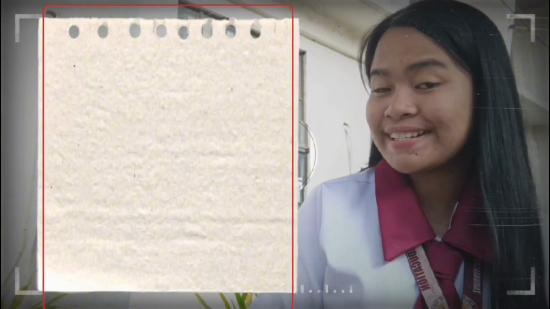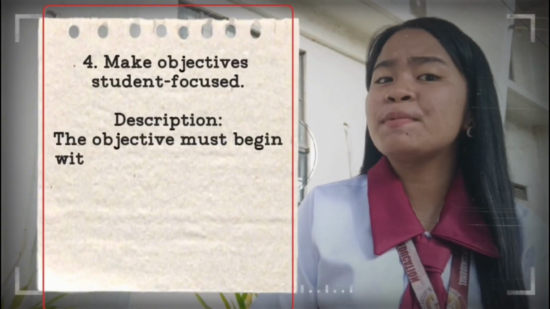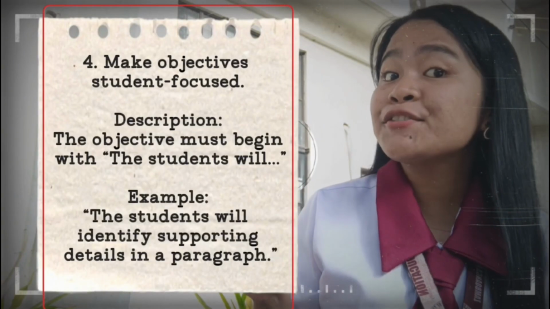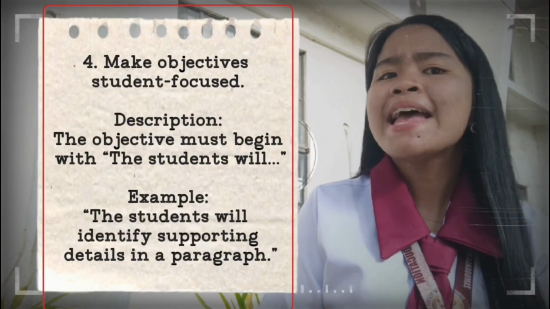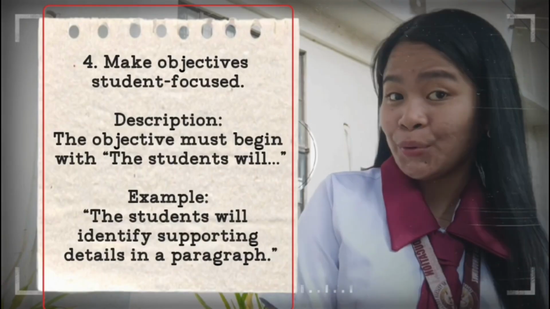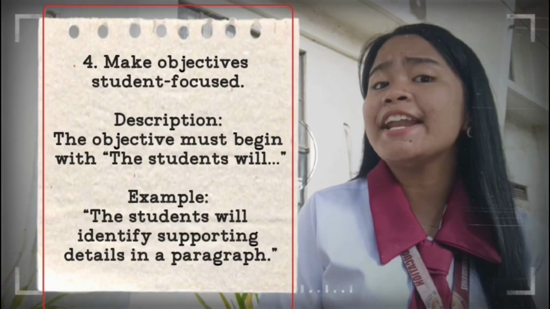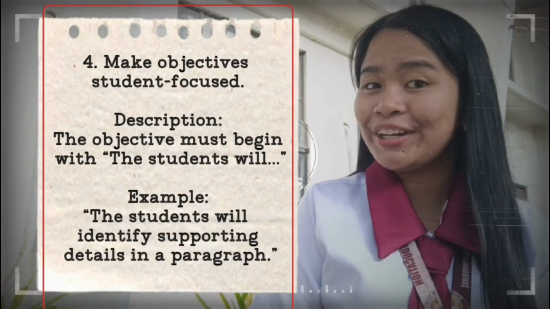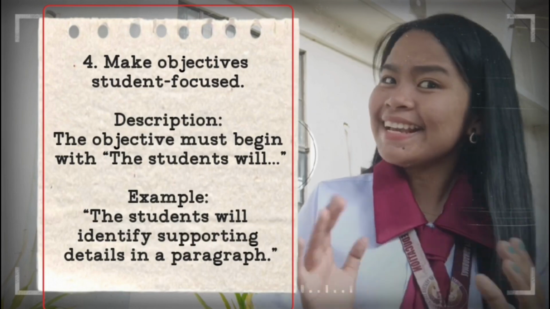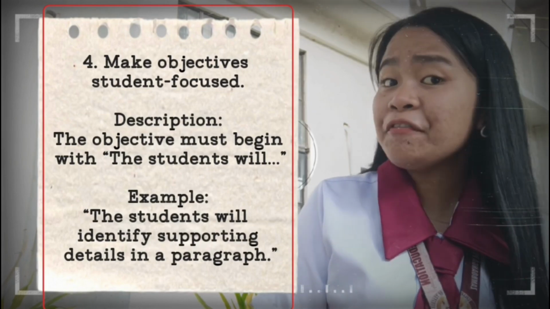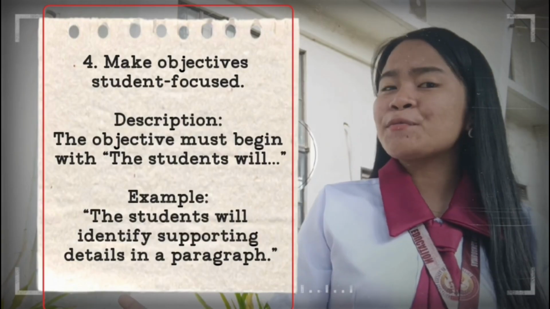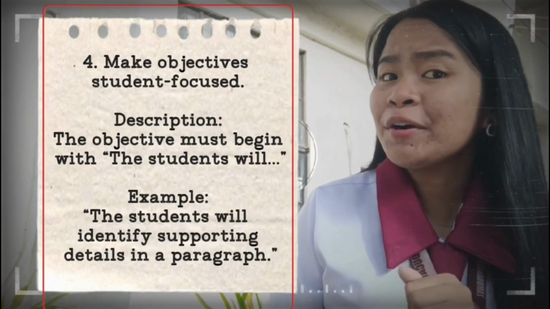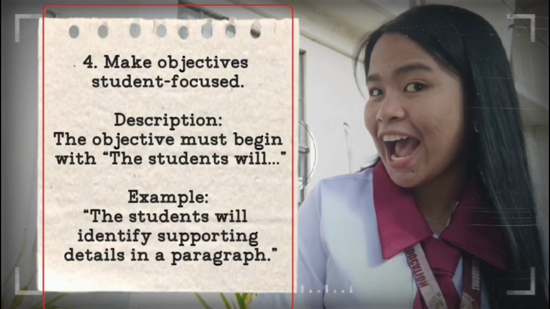Number 4, make objectives student-focused. The objective must begin with the student will. Objectives describe what learners will achieve, not what teachers will do. This helps teachers design activities aligned with learning results. Example, the students will identify supporting details in a paragraph. Starts with student, shows student performance, not teacher actions.